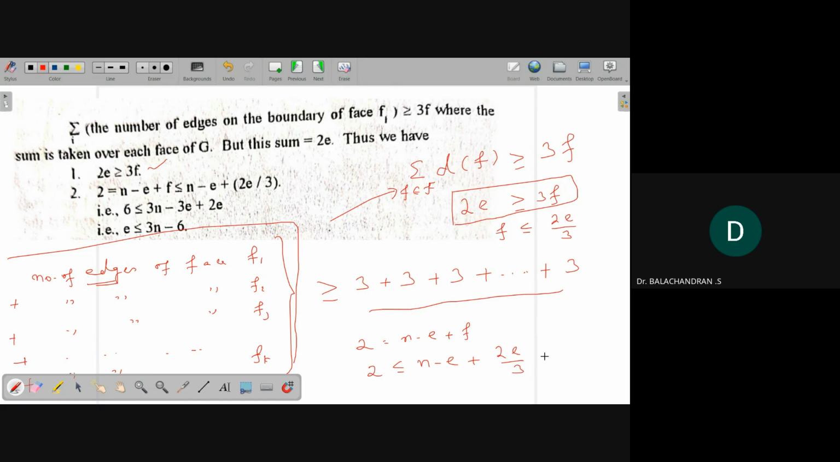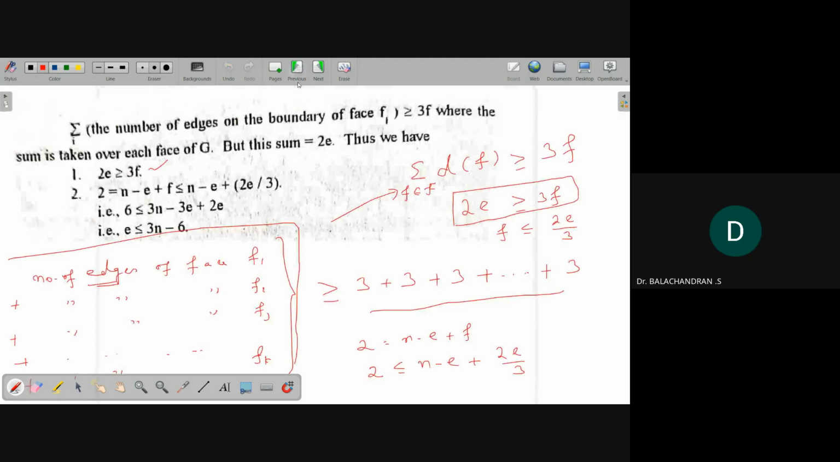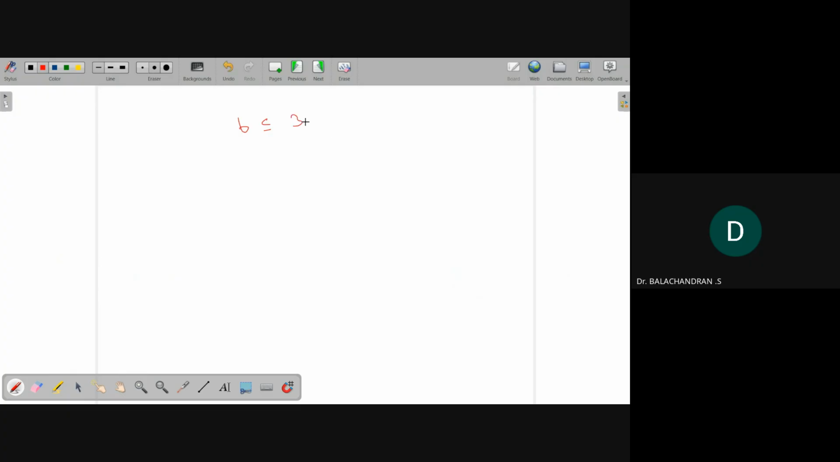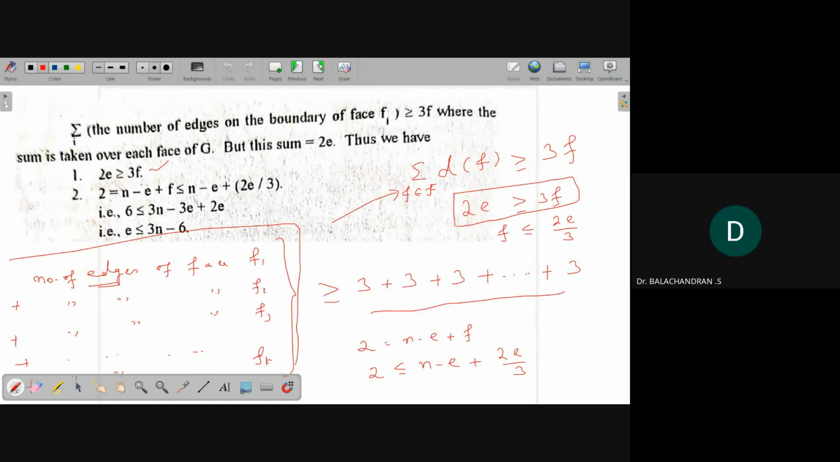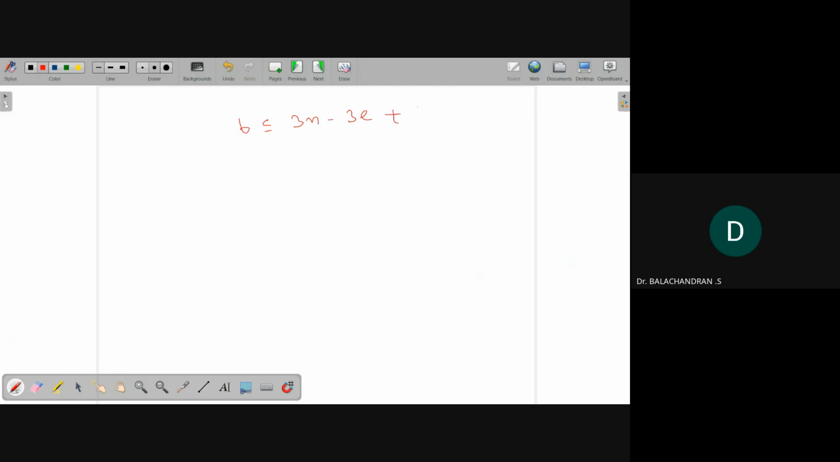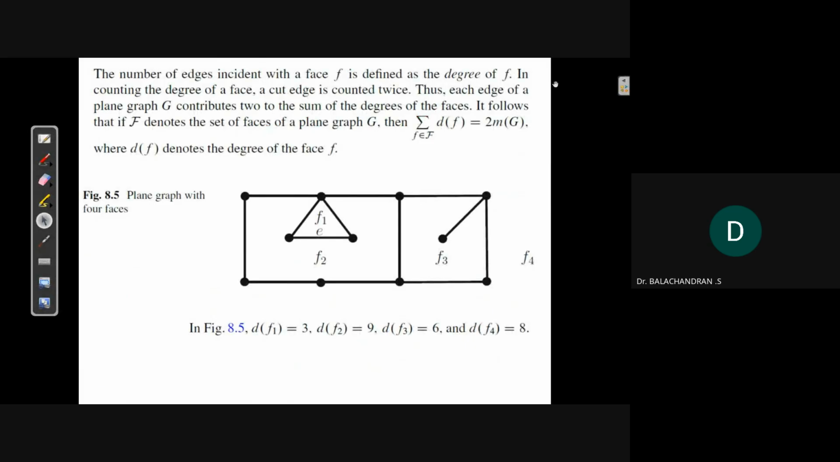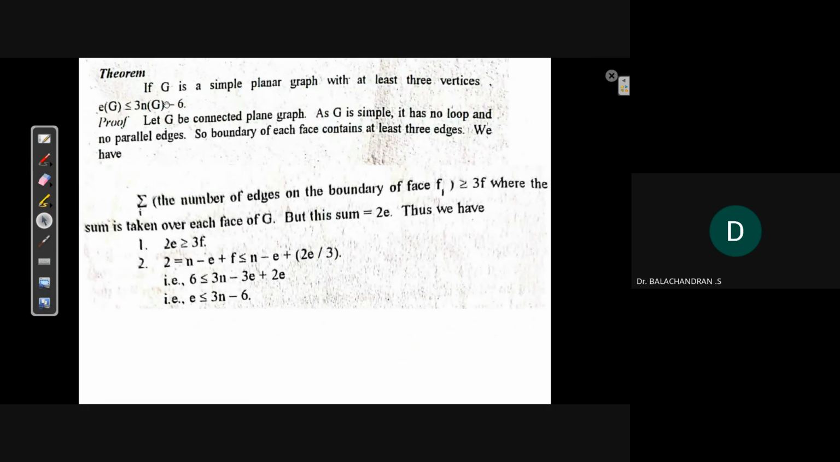Now throughout multiply by 3. What you will get? 6 less than or equal to 3n minus 3e plus 2e. So totally you'll get 6 less than or equal to 3n minus e. So I think this is the result I need to prove here: e less than or equal to 3n minus 6.